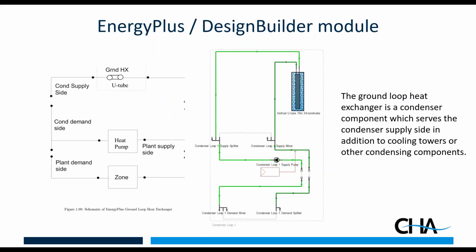So the way that we apply this in EnergyPlus and DesignBuilder, the ground heat exchanger is a condenser loop component. It goes on the supply side the same way a cooling tower would, with your heat pumps and your building load side being the demand side of the loop. Then we have what this looks like in DesignBuilder with our ground heat exchanger, our supply loop, and then our supply pump, and then our temperature set point.